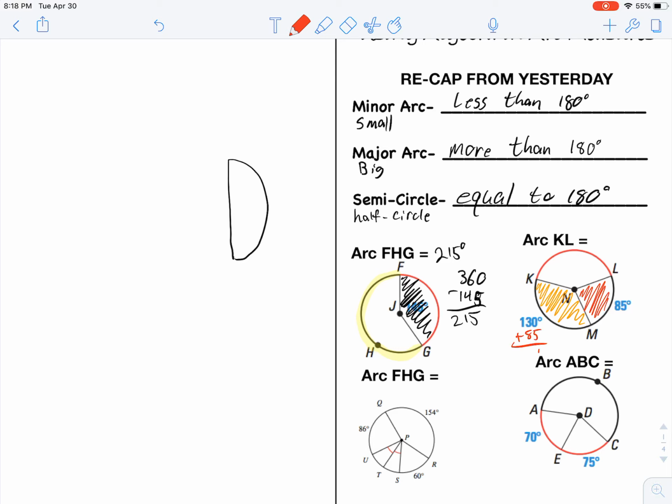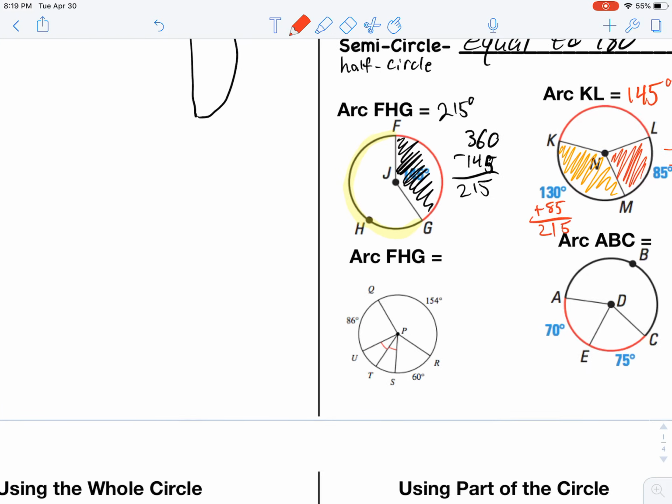And you should get 215. Okay, so if I have 215, that's not my answer, but that's the portion that I'm given. Well, I've got to find out the rest of it. So I'm going to take my whole amount, 360 minus 215, and type it in your calculator, and you should get 145. So our portion of KL is 145 degrees.